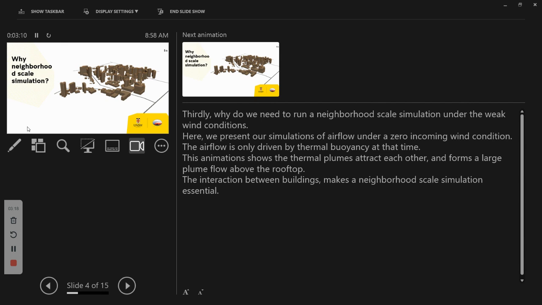Thirdly, why do we need to run a neighborhood scale simulation under the weak wind condition? Here, we present our simulation of the airflow under a zero incoming wind condition. The airflow is only driven by the thermal buoyancy at that time. This animation shows the thermal plumes attract each other and form a large plume flow above the rooftop. The interaction between the buildings makes a neighborhood scale simulation essential.